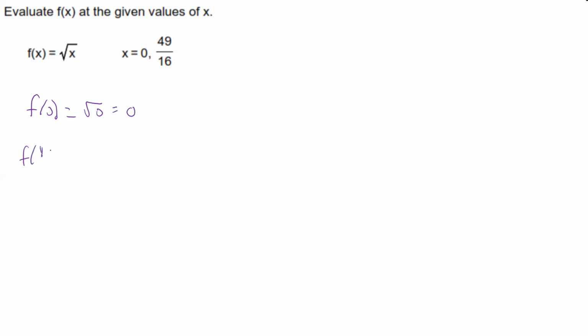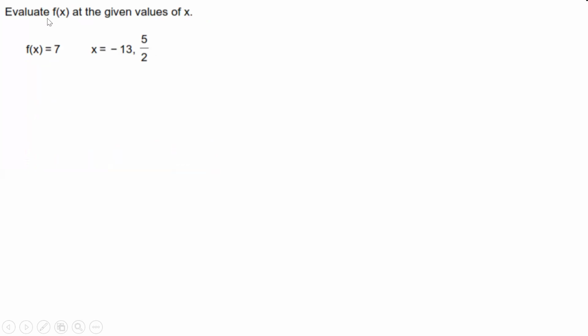What about the other one? F of 49 over 16. Well, that's the square root of 49 over 16, which we can rewrite as the square root of 49 over the square root of 16. Well, the square root of 49 is 7, the square root of 16 is 4, and so that would be our solution to that one.